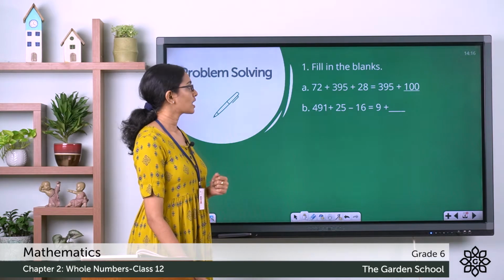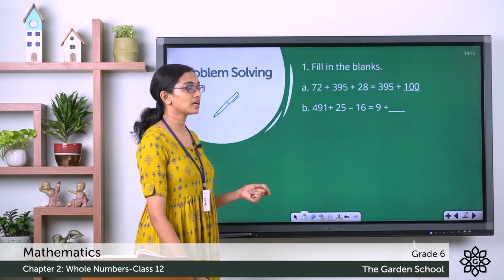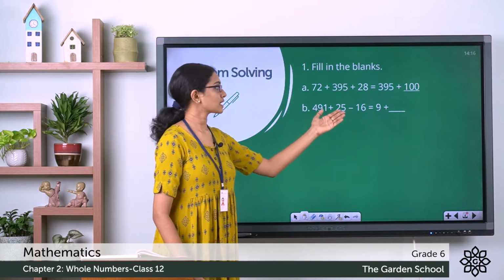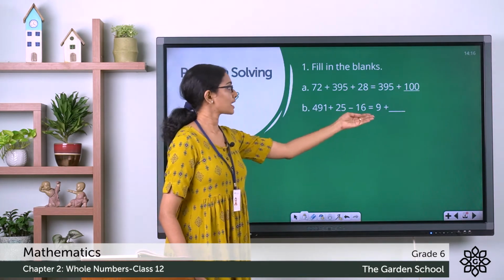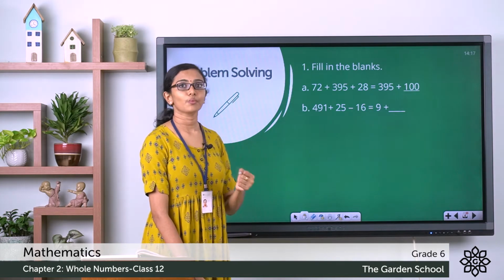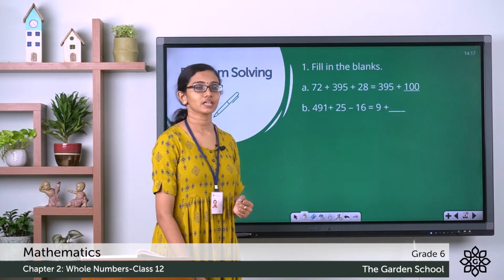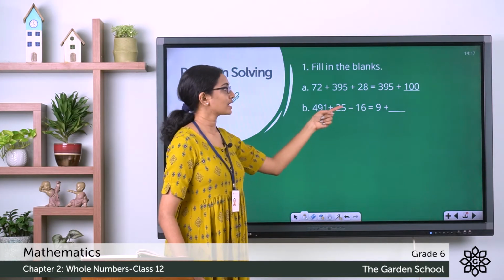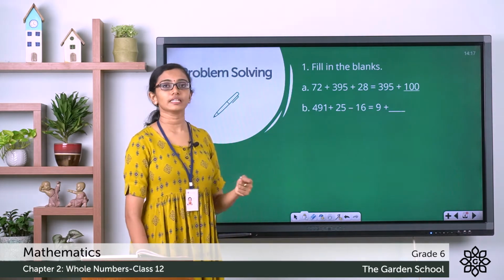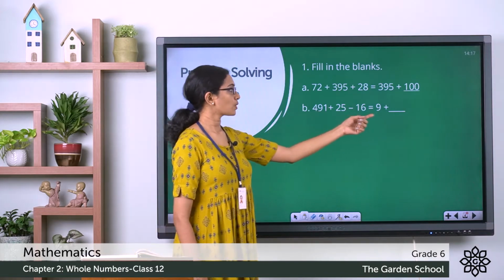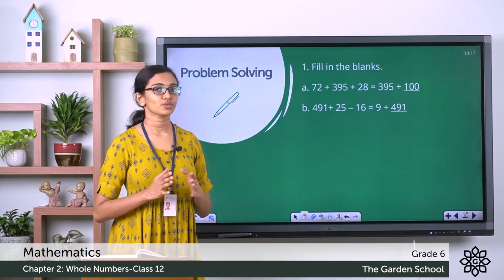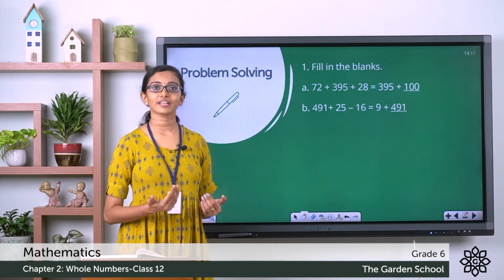Now the next one, 491 plus 25 minus 16 is equal to 9 plus dash. So where does this 9 come from? See this part, 25 minus 16. What is the answer? It is equal to 9. So this part is simplified and we have written 9 on the right hand side. So what is left? 491 is left. So here what comes? 9 plus 491. Is this clear to you? Shall we move on to the next one?